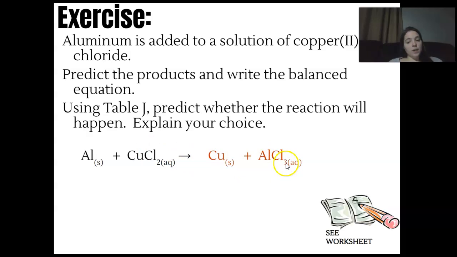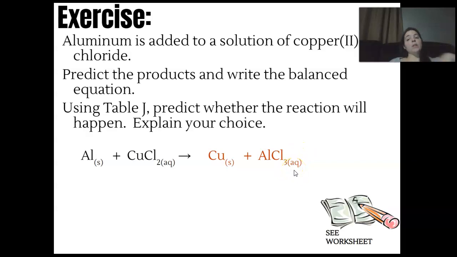Now, why did I put a 3 there instead of a 2? Remember, it's copper 2, meaning copper is a +2. Now that copper is by itself, that doesn't matter. But I got to look at aluminum. Aluminum is a +3. So that 3 is up here. Chlorine's still -1. So the 3 goes down there. All right, so I got this much so far.